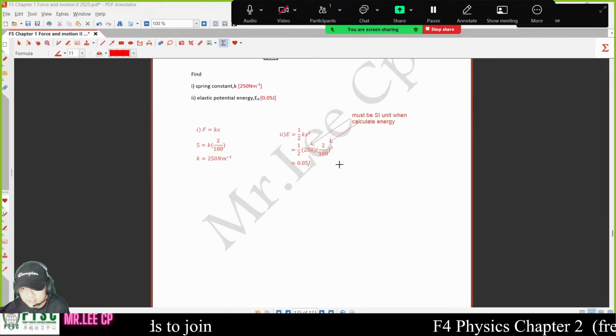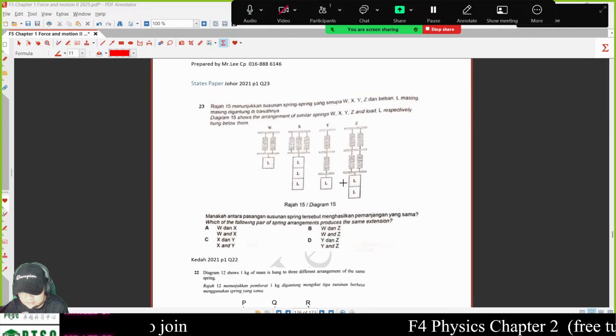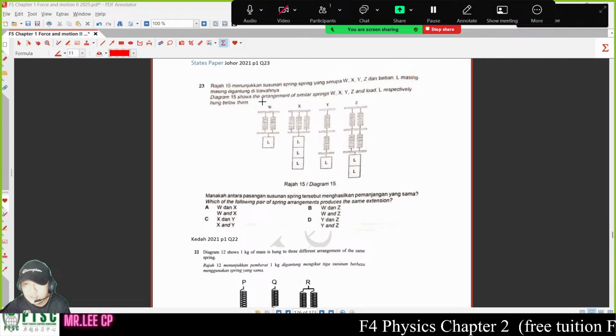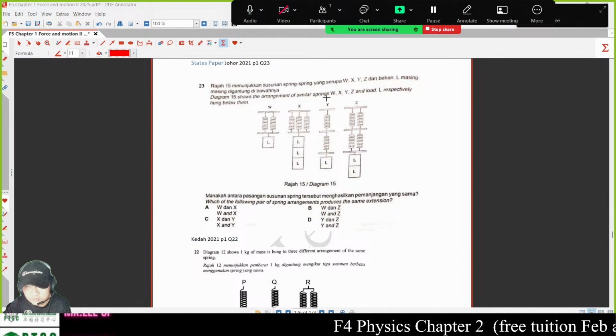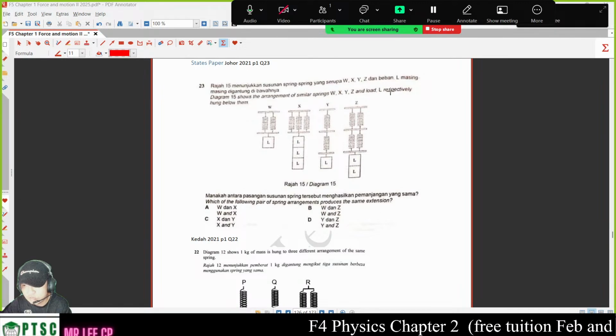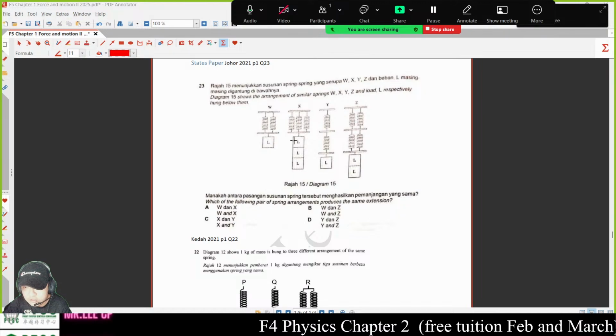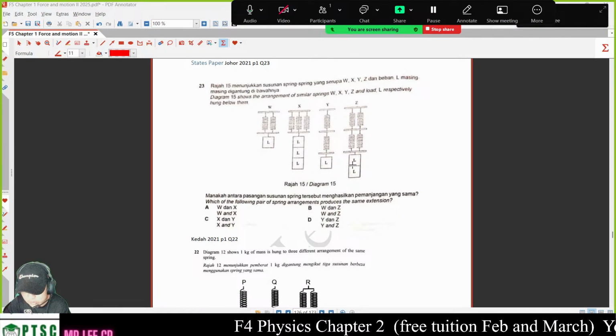Okay. Now come back to here. We do some questions first. Diagram 15 shows the arrangement of similar springs W, X, Y, Z, and L respectively hang below them. Right? So you got L, you got 3L, you got L, you got 2L.